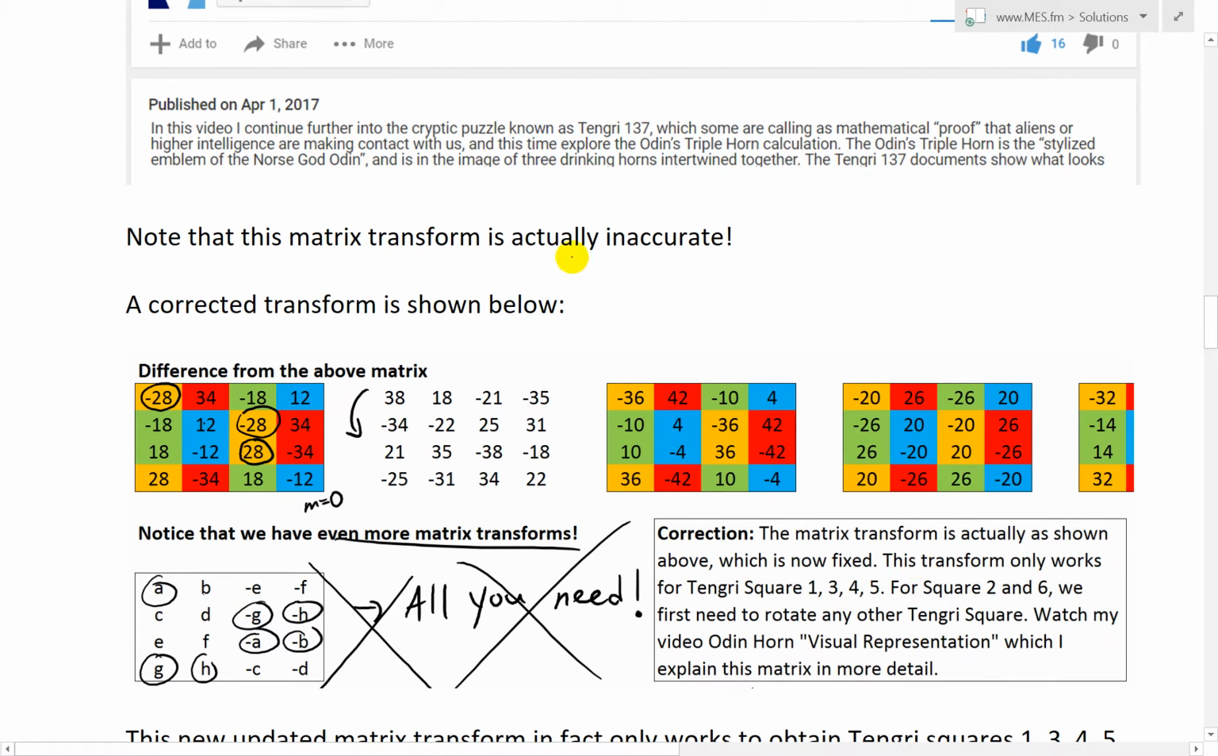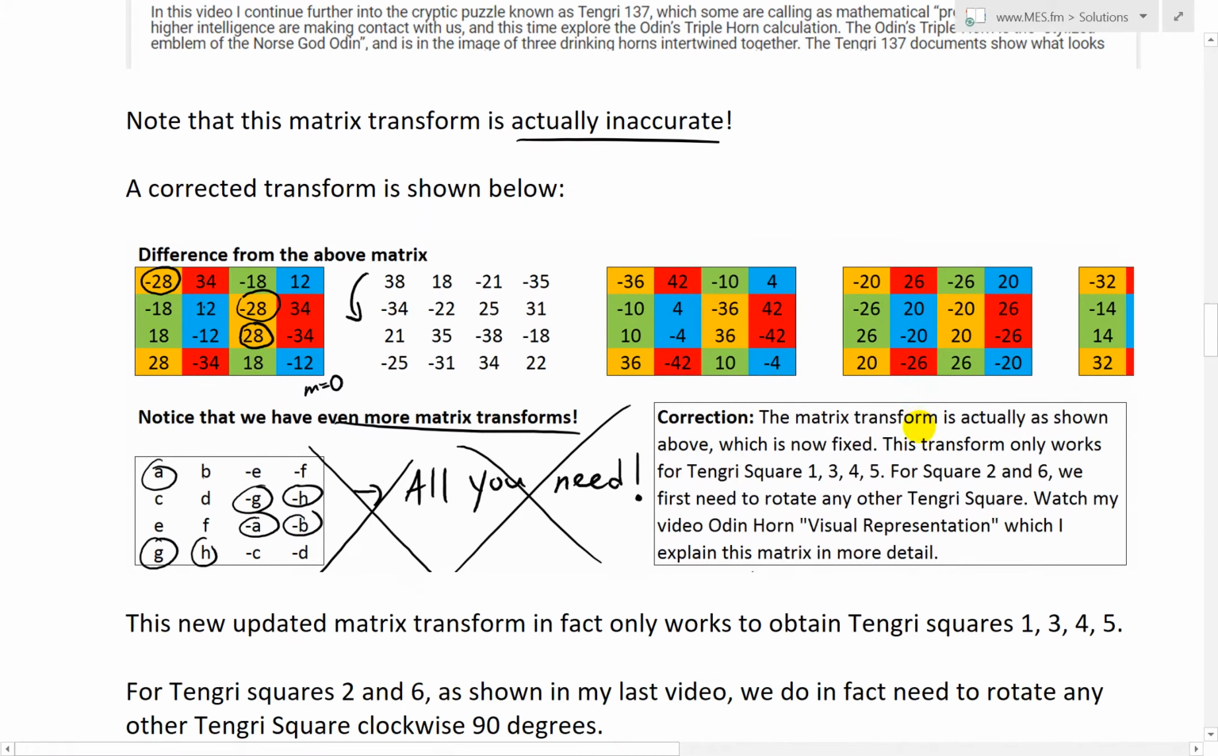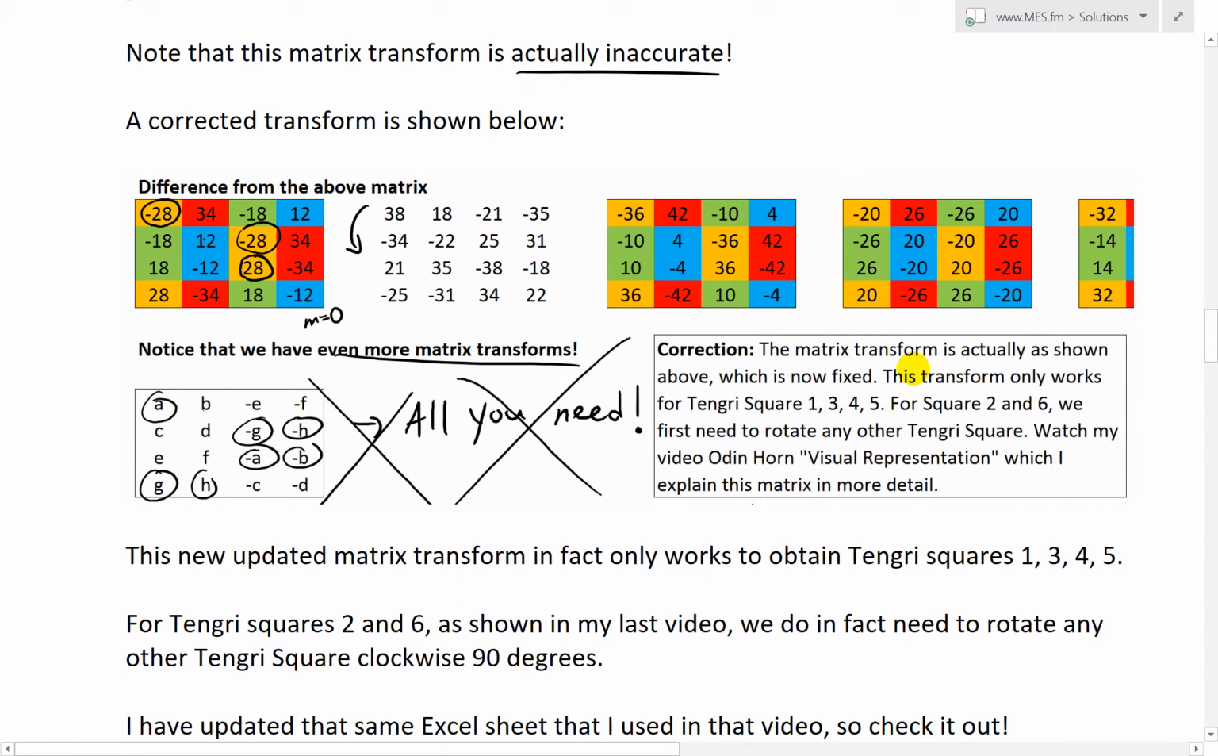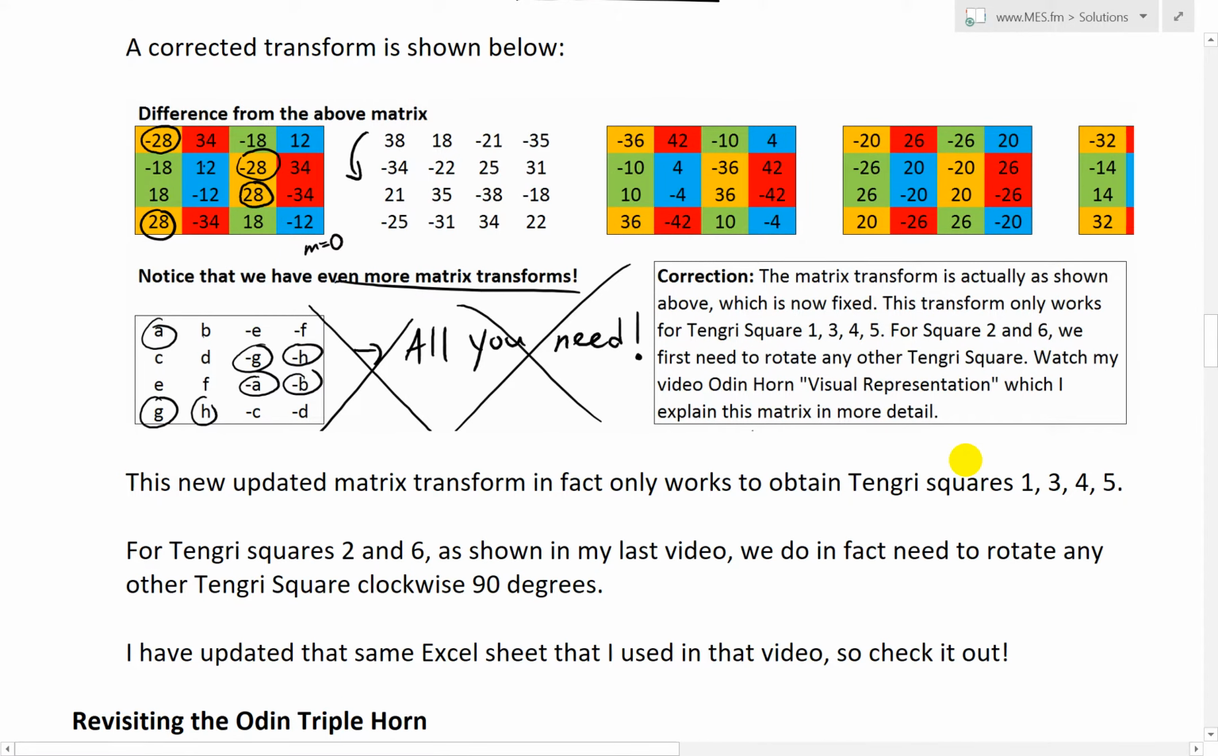So note that this matrix transform is actually inaccurate. A corrected transform is shown below. Here I updated that. As you can see, the 28, 28, 28, 28 like that, and also the 12s, and I have the 34s, there's the 18s, etc. I added a correction in that Excel file, so if you go to see it in that video, the Excel file is updated. So the matrix transform is actually as shown above, which is now fixed.